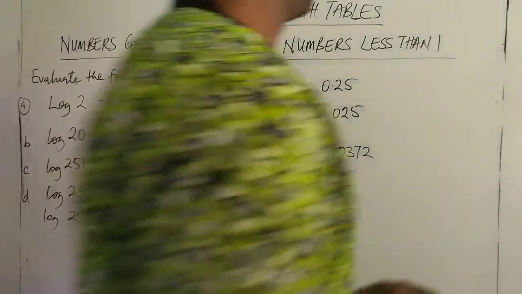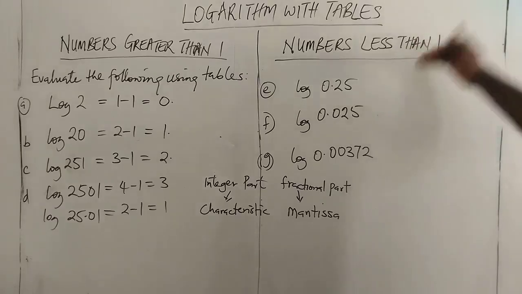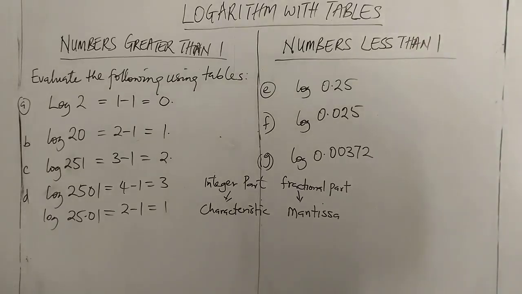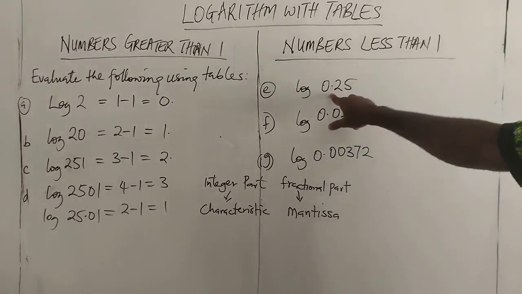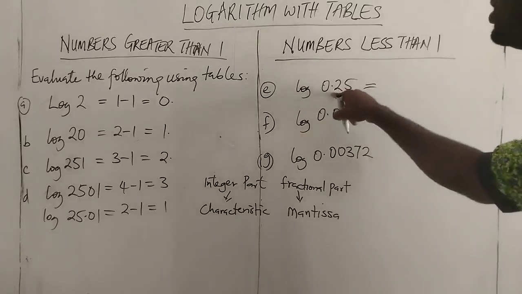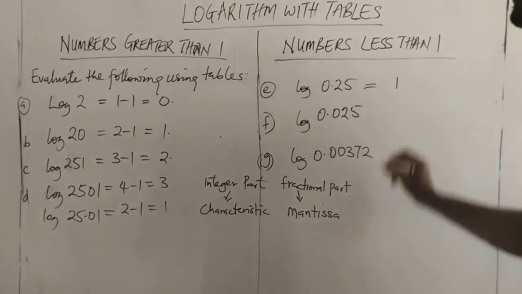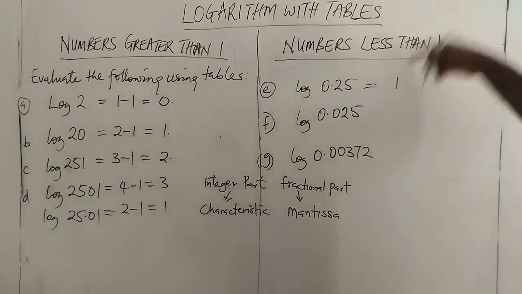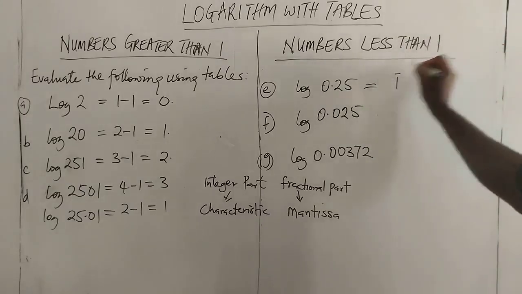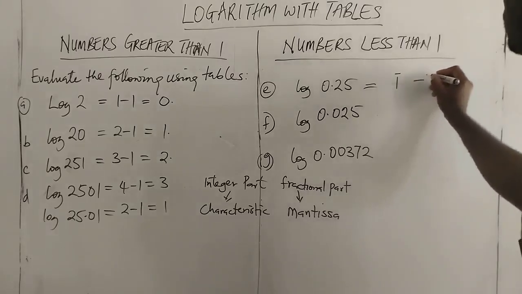Now let's go over to numbers less than 1. For numbers less than 1, to get the characteristic, you need to check how many zeros are in that number. The number of zeros in the number takes care of what the characteristic will be. How many zeros are in this number? Just 1 zero. So the characteristic will be 1. But in this case, because the numbers are less than 1, it will be bar 1. This bar 1 is the same thing as minus 1.